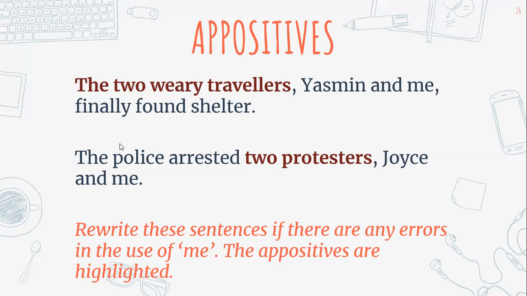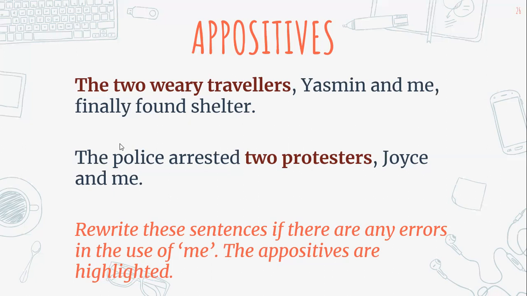And another tip is to take away the other nouns and just use a pronoun and see if it makes sense in the sentence. So it can't be, me finally found shelter. It has to be, I finally found shelter. So again, that's another tip to help you.